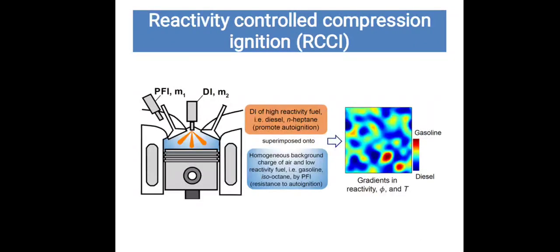RCCI uses in-cylinder fuel blending with at least two fuels of different reactivity and multiple injections to control in-cylinder fuel reactivity to optimize combustion phasing, duration and magnitude. The process involves introduction of a low reactivity fuel into the cylinder to create a well mixed charge of low reactivity fuel, air and exhaust gas recirculation. The high reactivity fuel is injected before ignition of the premixed fuel using single or multiple injections directly into the combustion chamber.